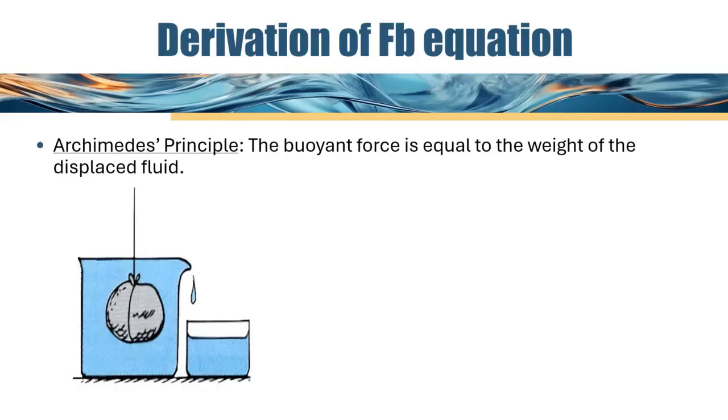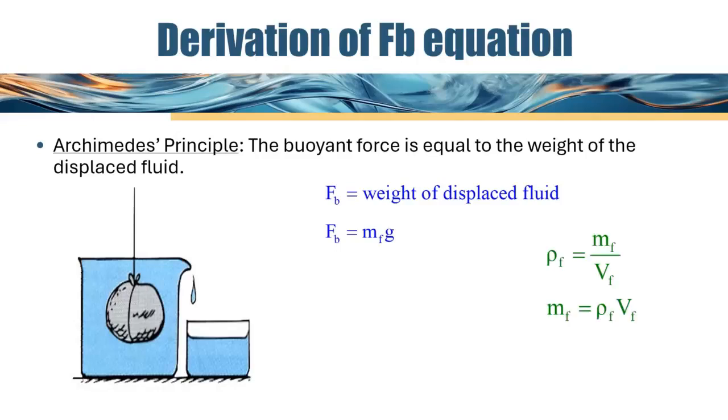So how do we calculate the buoyant force? Let's derive the equation. Archimedes' principle says that the buoyant force is equal to the weight of the displaced fluid. That means the buoyant force would be equal to the mass of the fluid times g. We could also get the mass from the density equation: the mass of the fluid would be equal to the density of the fluid times the volume of the fluid. So let's replace this mass of fluid with this density equivalent. That would give us this statement.